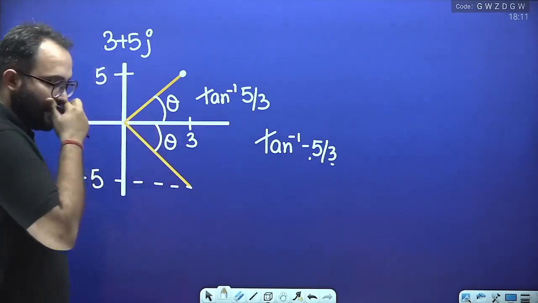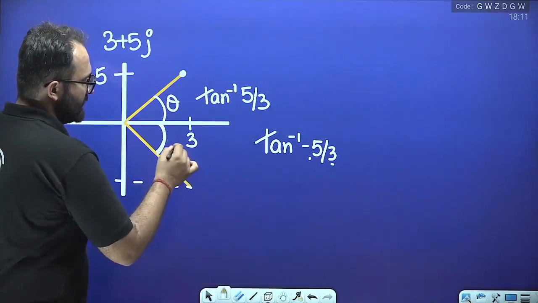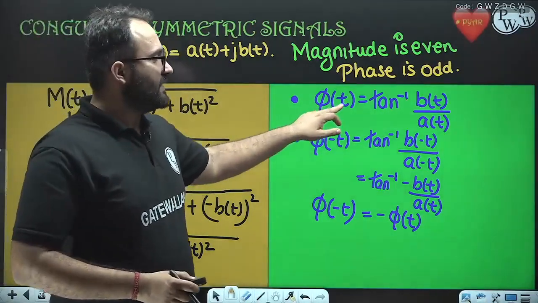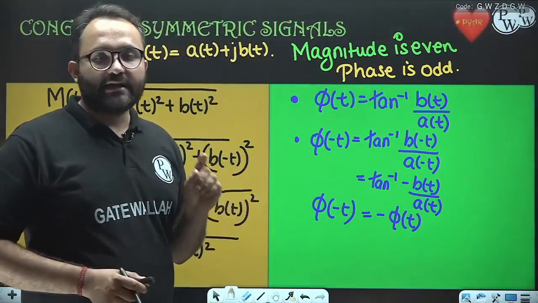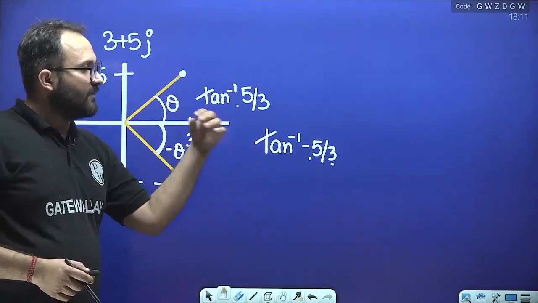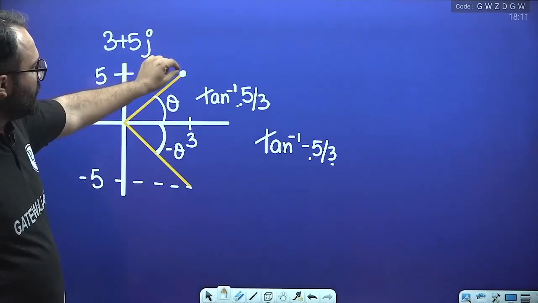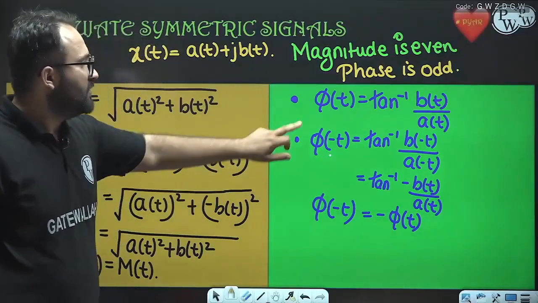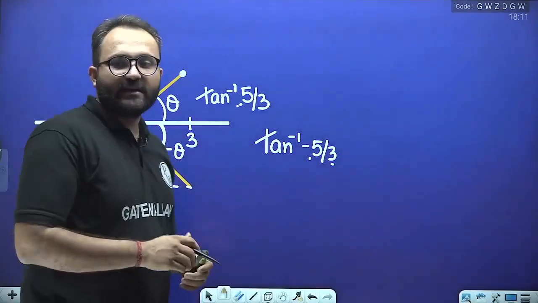So we can see that this will go in the fourth quadrant. So this angle will be minus theta. Let me tell you one more time: if phi of t is tan inverse b of t by a of t, phi of minus t comes out to be tan inverse of minus b of t by a of t. That is, if we have tan inverse 5 by 3 as the initial angle, now the angle is tan inverse minus 5 by 3. That is, the imaginary part is getting negative. Since the imaginary part is getting negative, the point will move from the first quadrant to the fourth quadrant. If the initial angle is phi, then the new angle will be minus phi. So that's why the angle is odd here.